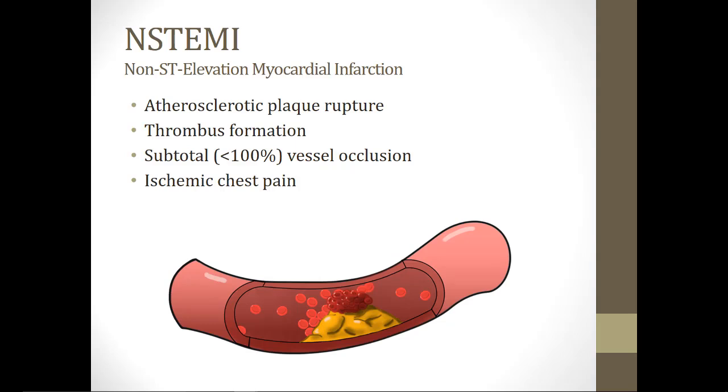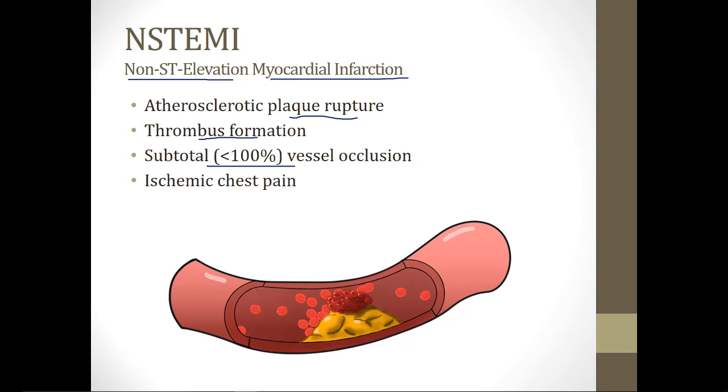NSTEMI is the term used to refer to non-ST elevation myocardial infarctions. These are myocardial infarctions caused by plaque rupture with thrombus formation, but what differentiates an NSTEMI from a STEMI is that in NSTEMI there is subtotal, or less than 100%, vessel occlusion. This leads to a scenario like what's shown in the drawing on the screen here.